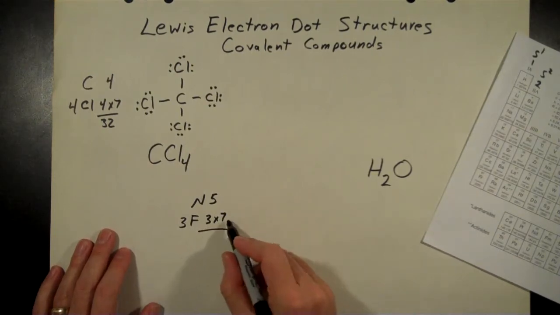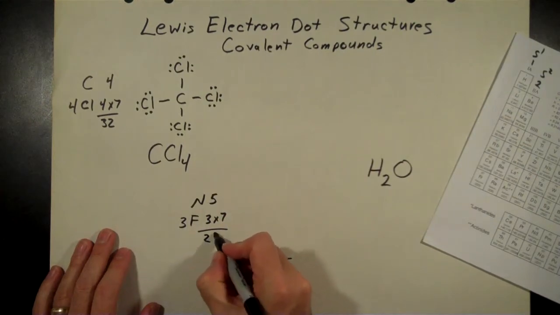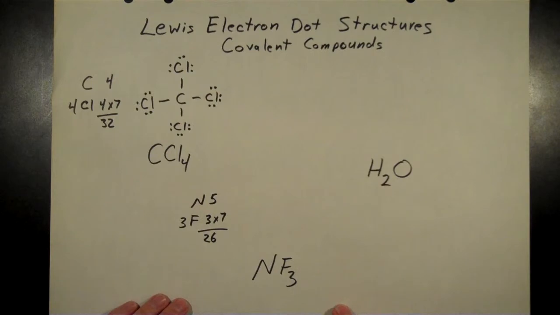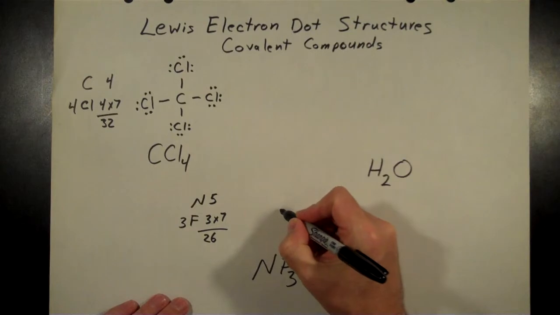And so when we add 3 times 7 is 21, plus 5, that means we have 26 electrons to go into this structure. All right, so same idea here then. We need to figure out what the central atom is. Nitrogen is going to be the central atom. There's only one of those versus 3 fluorines. Of course, fluorine is the most electronegative element.